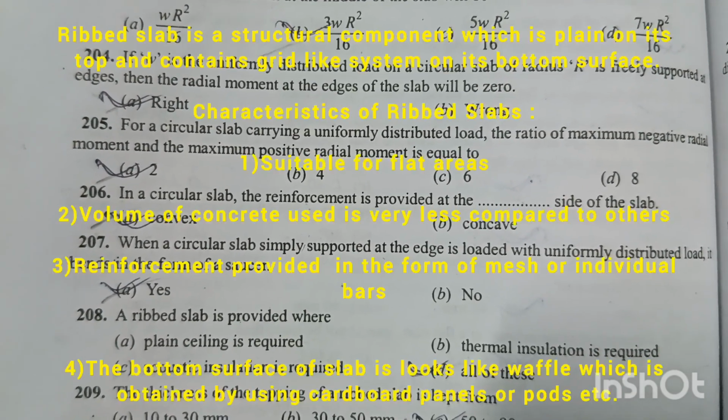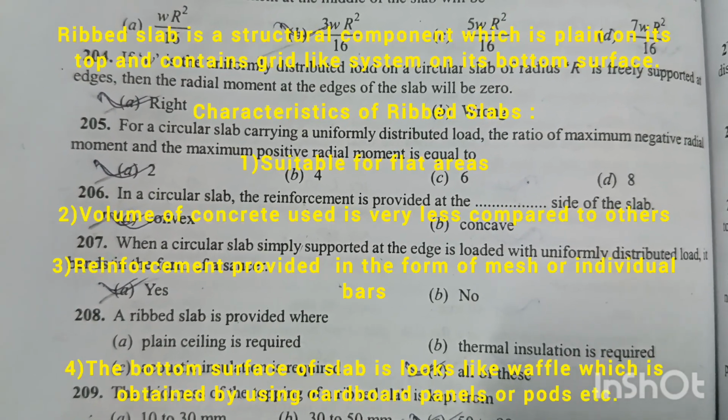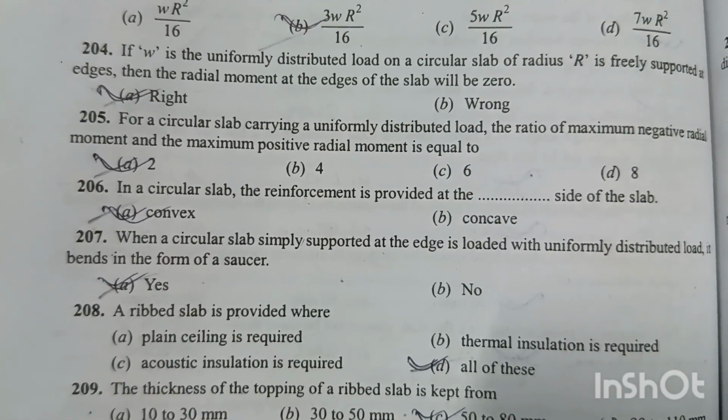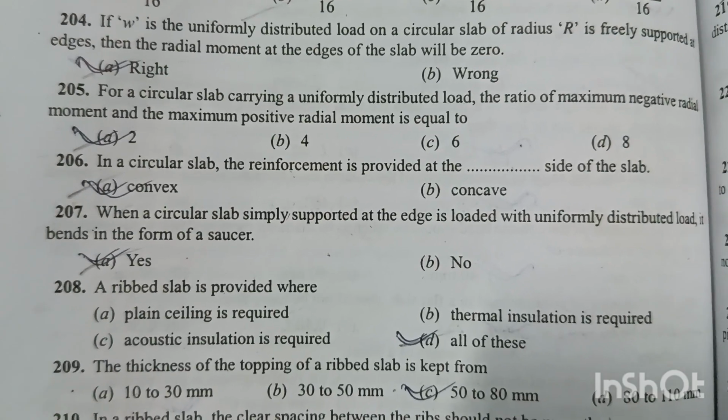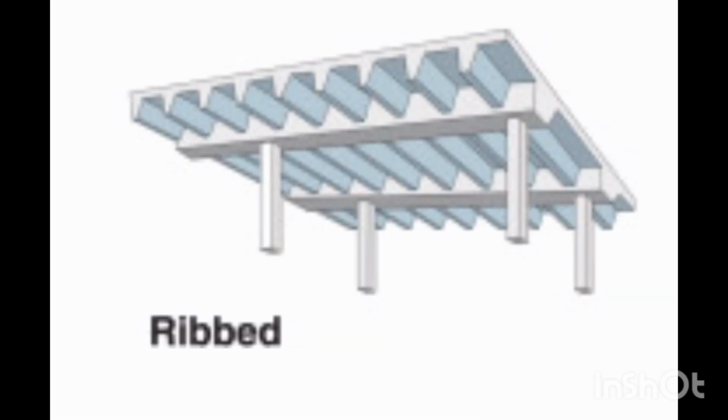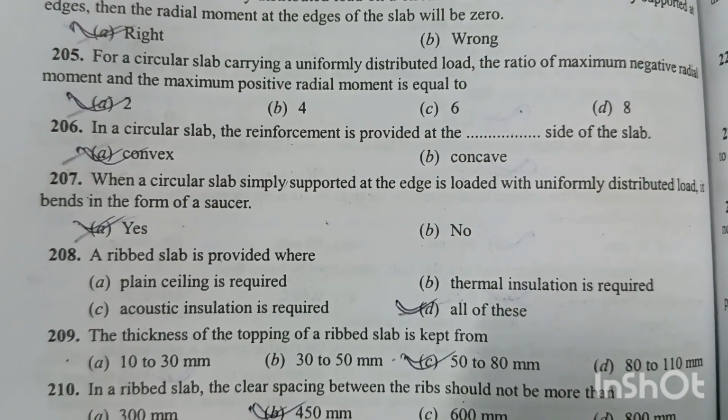Question number 208. A ribbed slab is provided where? Option A, plain ceiling is required, right. Option B, thermal insulation is required, right. Option C, acoustic insulation is required, right. Option D is right answer, all of these. Question number 209. The thickness of the topping of a ribbed slab is kept from 50 to 80 mm. Option C is right answer.